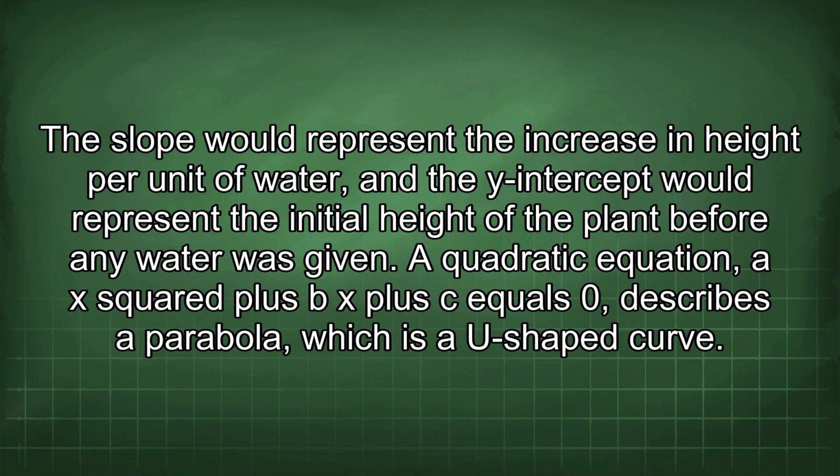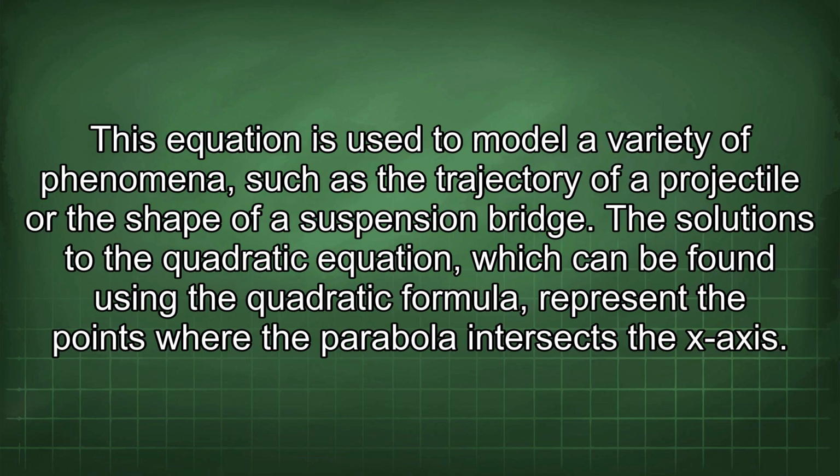A quadratic equation, x squared plus bx plus c equals 0, describes a parabola, which is a U-shaped curve. This equation is used to model a variety of phenomena, such as the trajectory of a projectile or the shape of a suspension bridge. The solutions to the quadratic equation, which can be found using the quadratic formula, represent the points where the parabola intersects the x-axis.